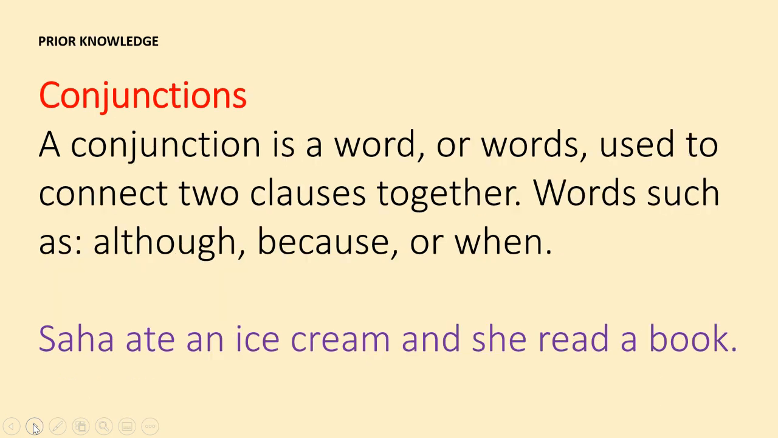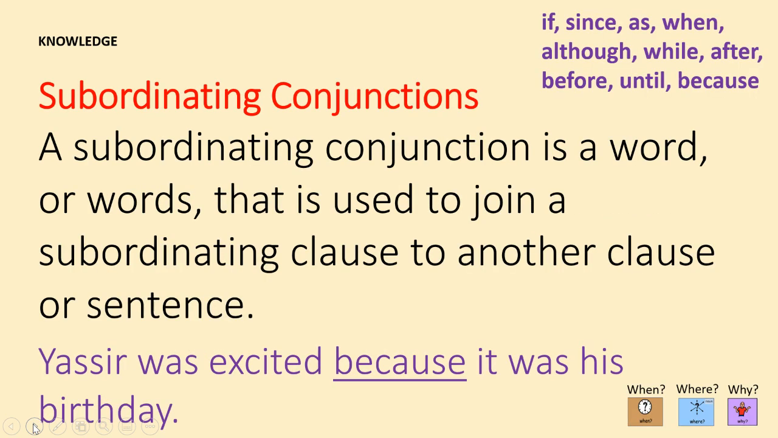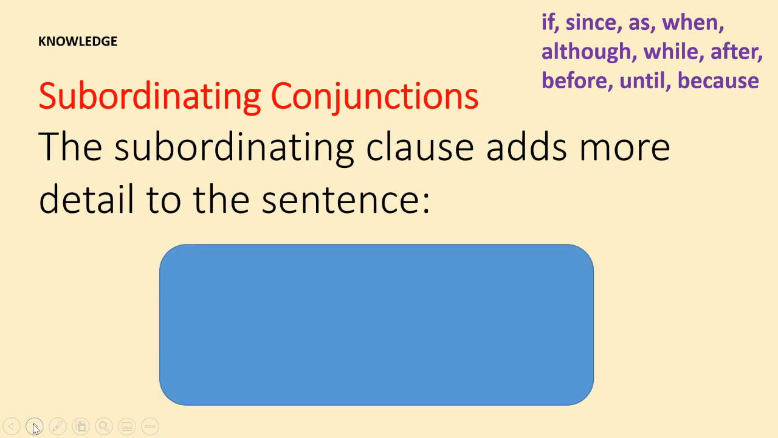If we go back here, Saha ate an ice cream. She read a book. They are two sentences which make sense on their own. But here, if I said to you, it was his birthday, you might go, well, I need to have a bit more information than that. What does that mean? Why are you telling me that? Well, I'm telling you that because Yasser was excited because it was his birthday. We're going to keep learning a bit more about this.